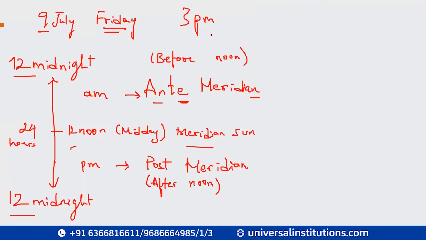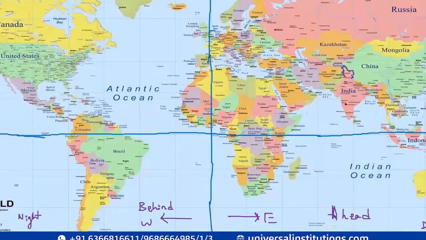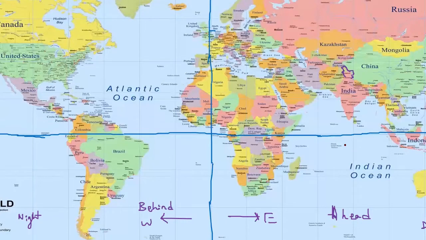So now the time is 3 p.m. in India. We are in India, and notice that India is between 75 and 90. Exactly 75 to 90 is a 15 degree gap. How many of you agree? Halfway between 75 and 90 is 82.5. 82.5 is the Indian standard meridian. How many of you heard of this?